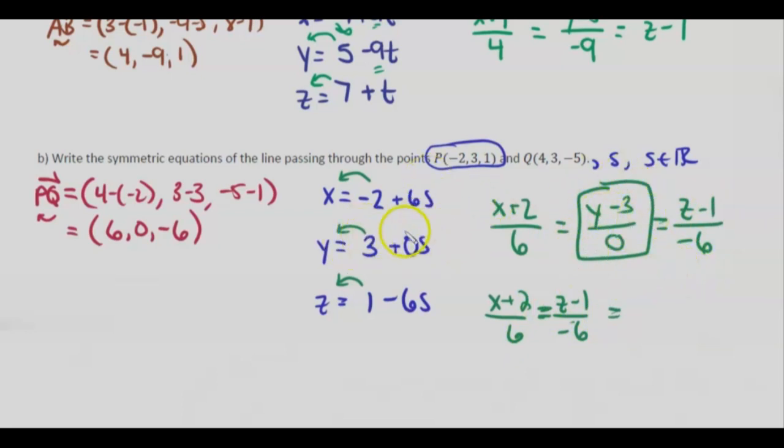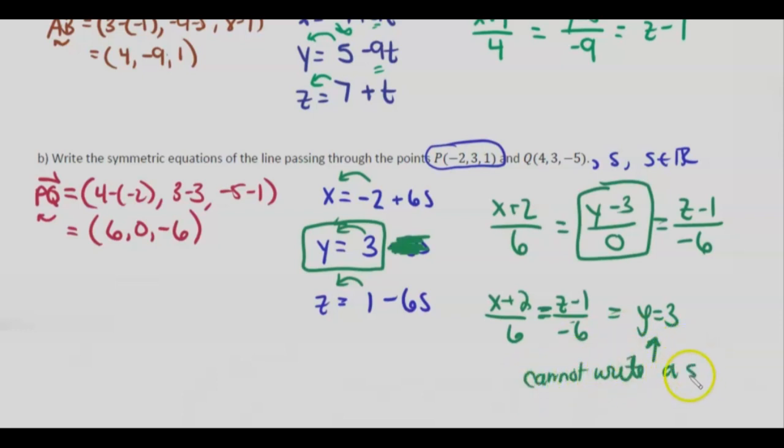So what essentially happens is we can't write this normally. Because this has 0s here, we simply write y equals 3. Okay, so you can make a note here: cannot write a symmetric equation over 0. So this is what we do instead. We basically take the parametric equation, which is y equals 3, and that's what we use.